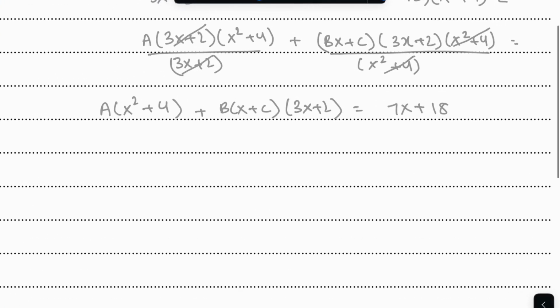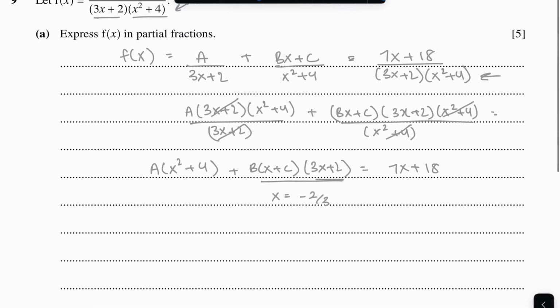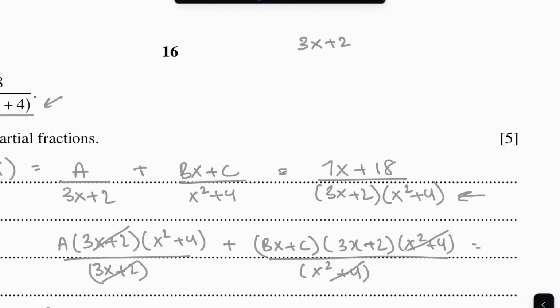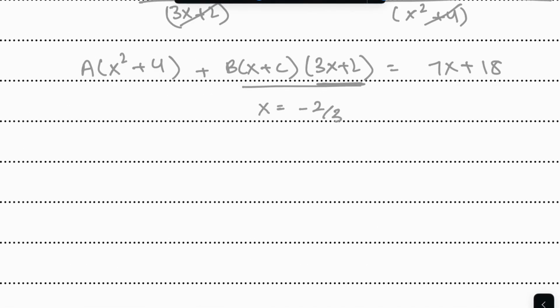Okay. Now, first, we need to try and find the values of a, b, and c. What we're trying to do is make this 0 so that this entire expression becomes 0. So first, we are going to take our value for x as minus 2 over 3. How do we know to take this value? Since we want this to go to 0, we will just equate 3x plus 2 to 0, and from there, we get x as minus 2 over 3. That's how we know.